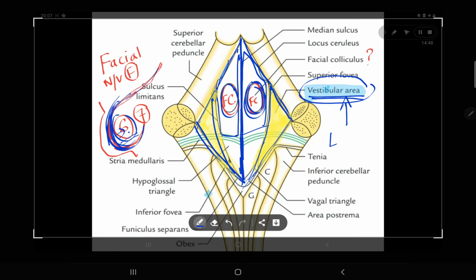That's why in lateral medullary syndrome or Wallenberg syndrome, your vestibular area is compromised in the fourth ventricle. Similarly, in medial medullary syndrome, the facial colliculus may be compromised, or the hypoglossal triangle may be compromised. You can see here.